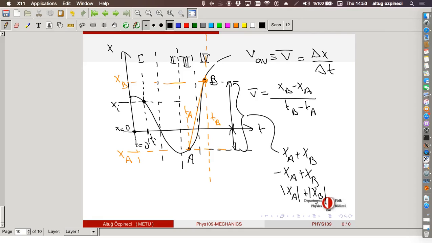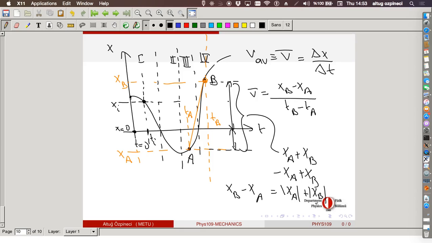But this is nothing but XB minus XA, because XA is a negative number, so its absolute value is minus XA. So as a distance, if you want to obtain this distance, this distance is XB minus XA. So this distance is XB minus XA, it is this one over here.